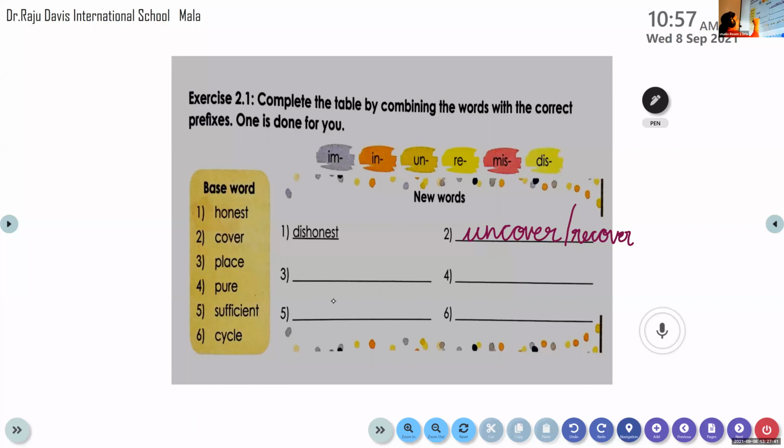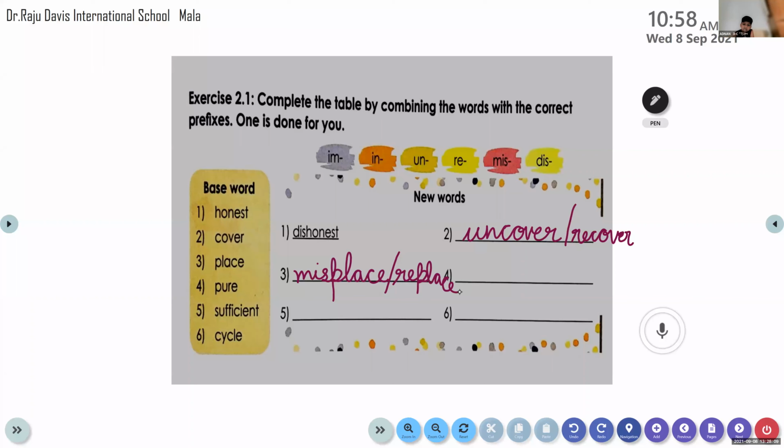And if you want to change one misplaced thing with another thing, then? Replace. Yes, fantastic. R-E-P-L-A-C-E. Replace. Misplace or replace. Very good. Thank you. Ma'am, replace? Yes, both can be written. Thank you, Adnan.